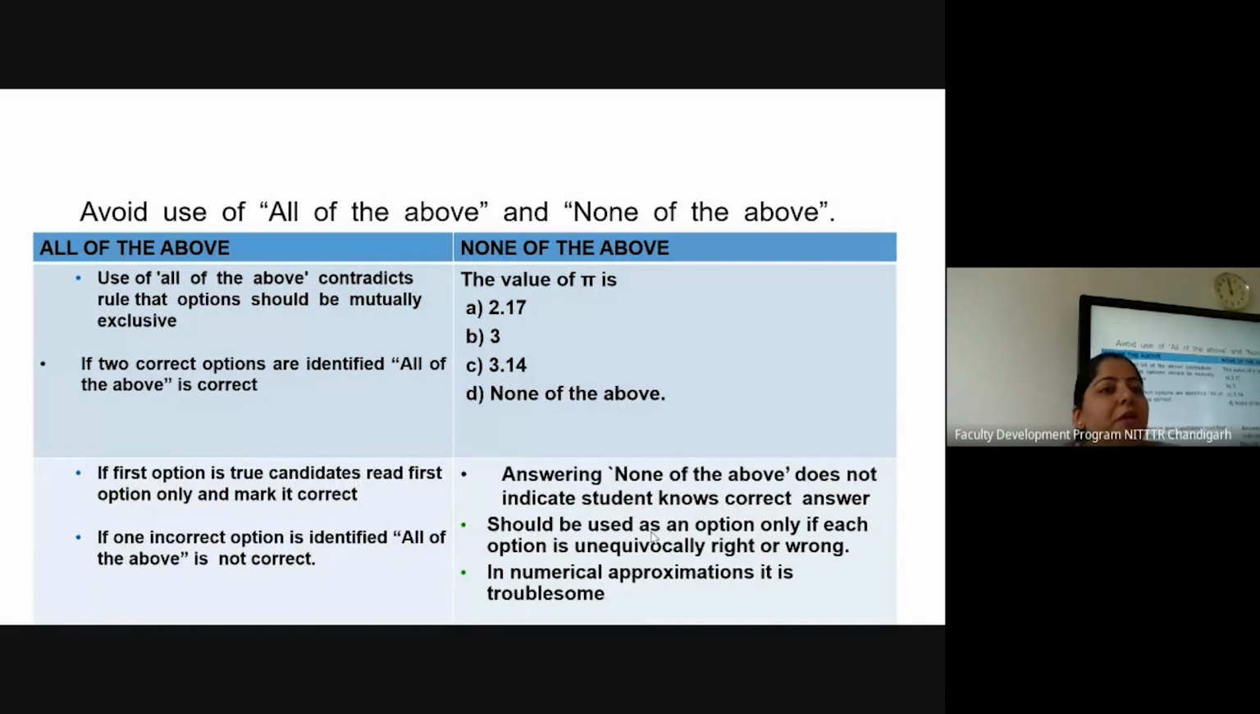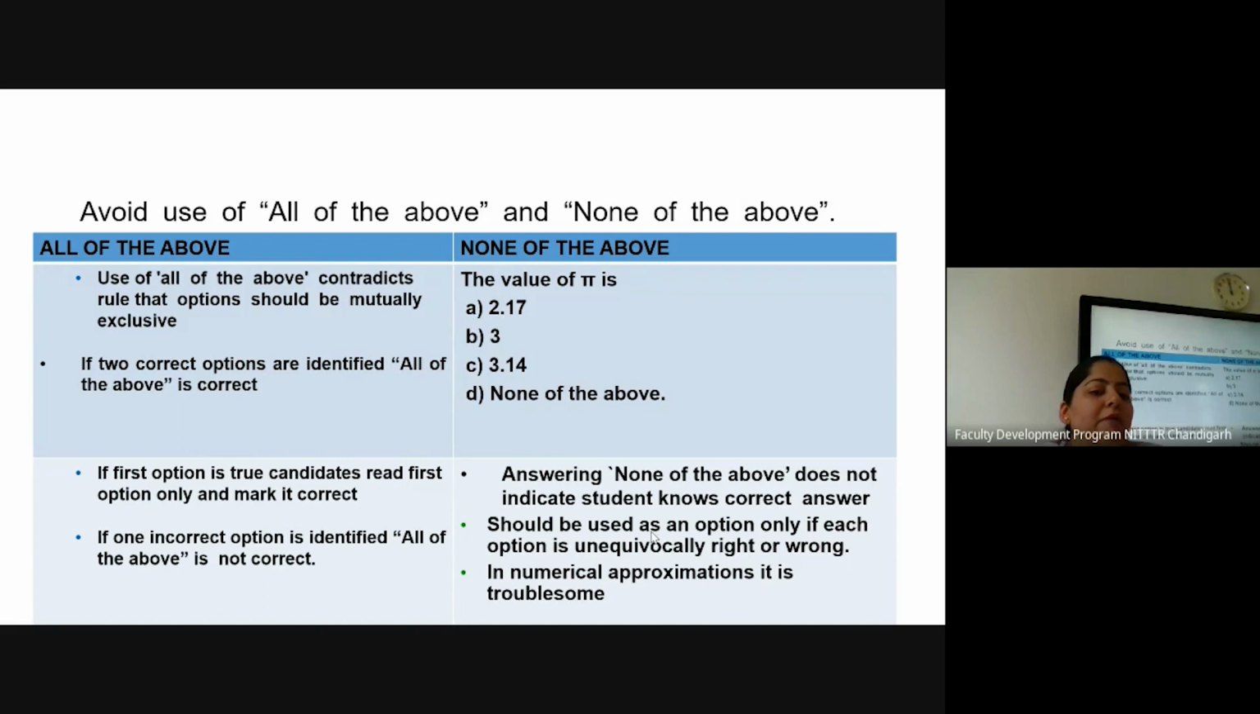So when most teachers are using all of the above, none of the above, it means the teacher is not able to find the fourth option for the statement. Many a time when we say all of the above, if two correct responses are identified, the student is not going to read the third option, he's simply going to take all of the above as correct. None of the above, again, does not indicate the student knows the correct answer. The student uses an option only if each option is unequivocally right or wrong.